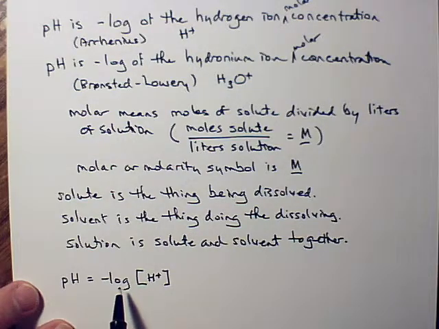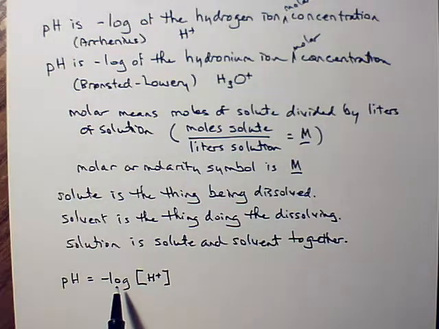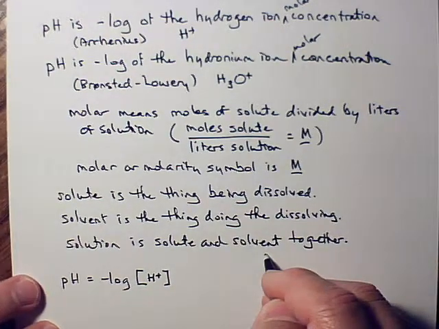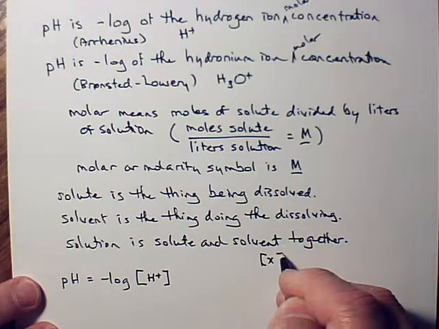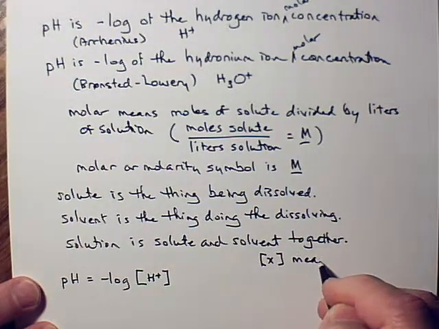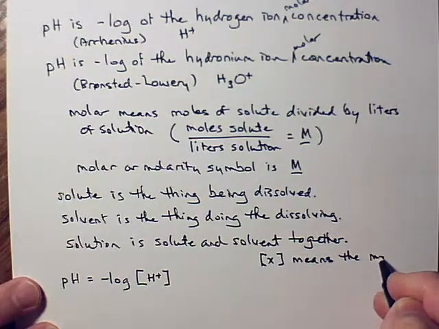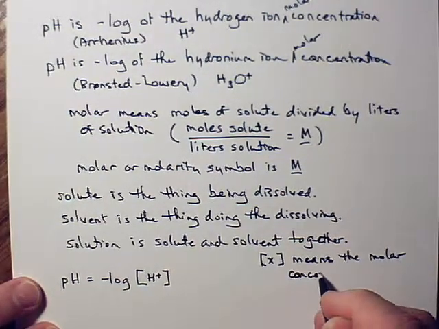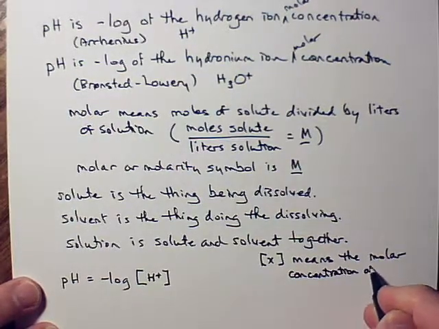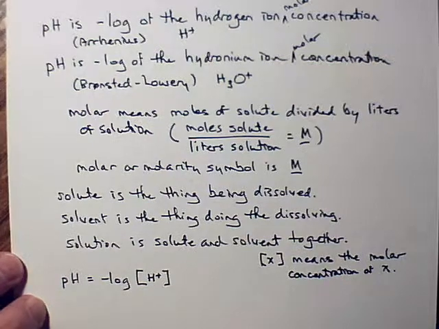Now that's a little beyond what you do in math in this class, so really all you have to know is to press the logarithm button. Let me tell you what a logarithm is. A logarithm with a base 10 is an exponent on the number 10. So when I put something in brackets like this, X, this means the molar concentration of X.